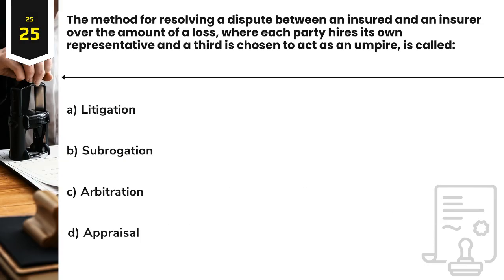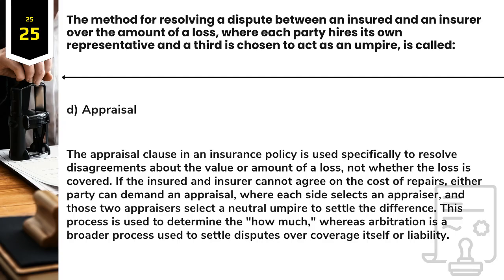Question 25. The method for resolving a dispute between an insured and an insurer over the amount of a loss, where each party hires its own representative and a third is chosen to act as an umpire, is called A. Litigation. B. Subrogation. C. Arbitration. D. Appraisal. Answer: D. Appraisal. The appraisal clause in an insurance policy is used specifically to resolve disagreements about the value or amount of a loss, not whether the loss is covered. If the insured and insurer cannot agree on the cost of repairs, either party can demand an appraisal, where each side selects an appraiser, and those two appraisers select a neutral umpire to settle the difference. This process is used to determine the how much, whereas arbitration is a broader process used to settle disputes over coverage itself or liability.